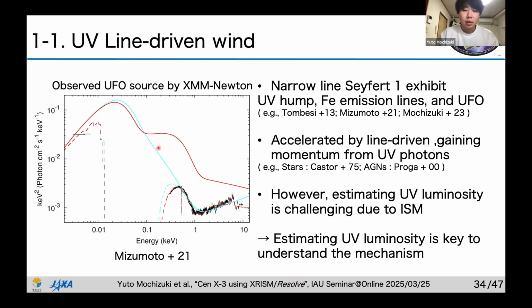Currently the UV luminosity is estimated by modeling that assumes the luminosity, like other physical parameters. But estimating the UV luminosity is challenging, due to the interstellar medium or the host galaxy, because of the absorption. So an independent method to estimate UV luminosities is key to understanding the line-driven mechanisms.